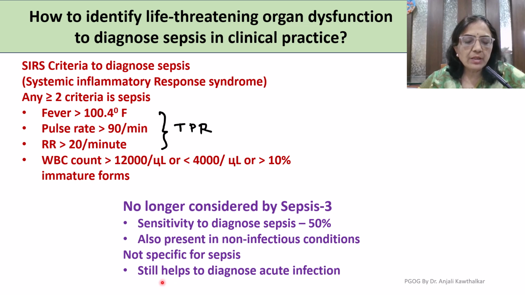But still, at present it helps to diagnose acute infection, and that is why it is still being used in clinical practice. And American guidelines say that we should not be completely discarding it, as it might help us to detect acute infection in some patients. So our age-old TPR, temperature, pulse, respiration, you can remember it like that, TPR with WBC count.